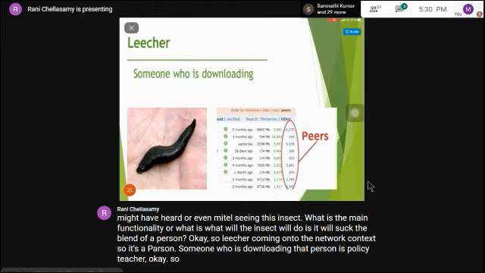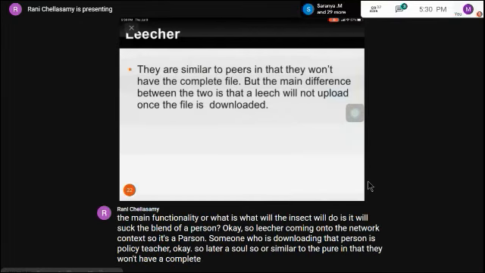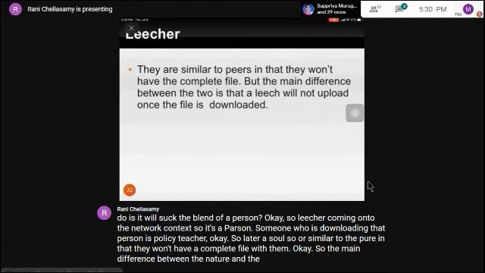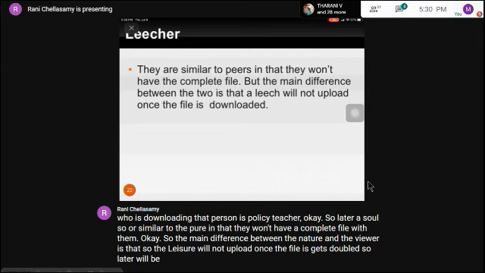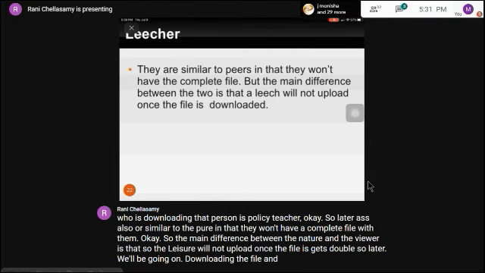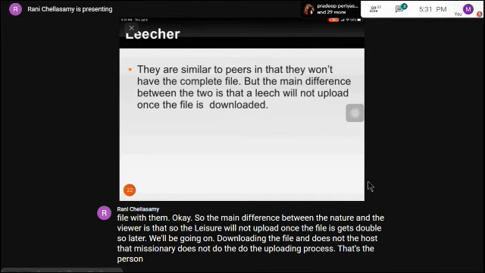So leecher is also similar to the peer in that they won't have a complete file with them. Okay. So the main difference between the leecher and the peer is that the leecher will not upload once the file gets downloaded. So leecher will keep on downloading the file, and the host, that machine, does not do the uploading process. Okay, that's the person called leecher, or that's the machine called leecher.